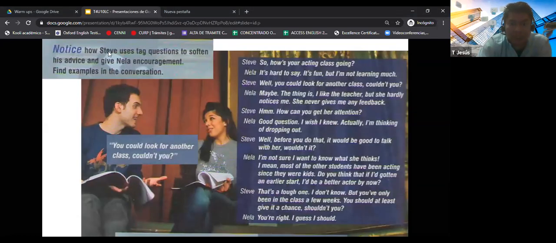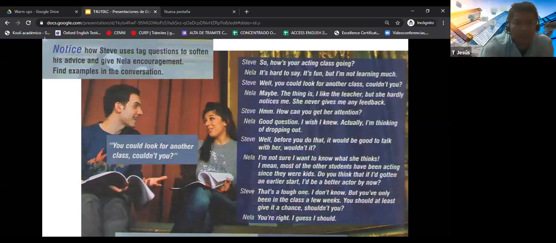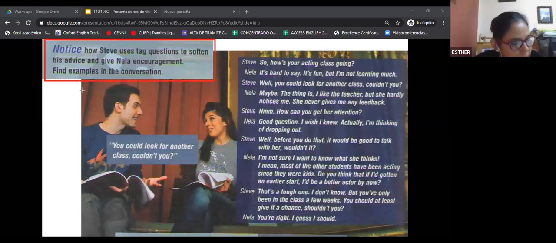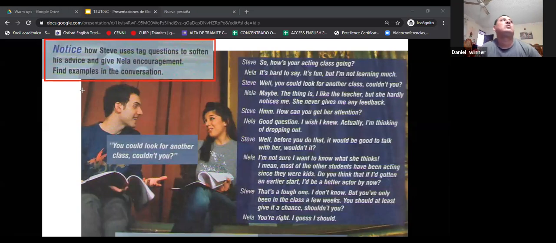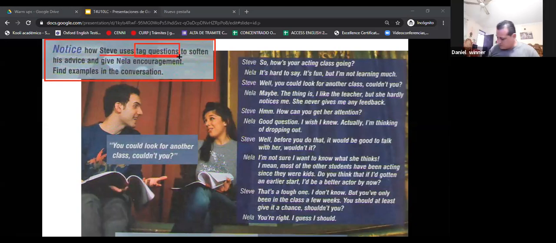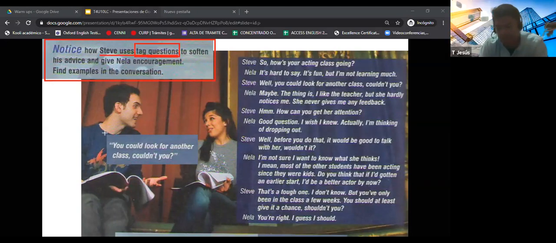Can you read me, please? Again, teacher, what is the instruction? Daniel, can you read the instructions, please? Notice how Steve uses tag questions to soften his advice and give Nella encouragement. Find examples in the conversation. Yes. So here it says Steve uses tag questions. You find the tag questions in the conversation? Yes. Okay, what are the tag questions?